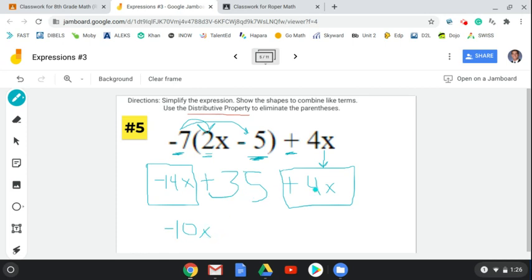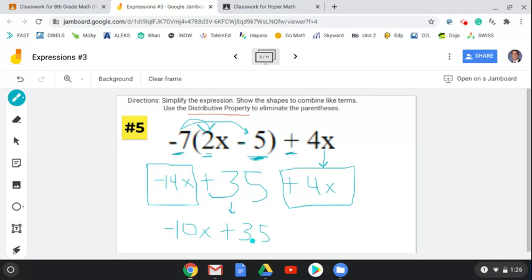I only have the constant 35 left, and there are no more constants to combine that with. And so I simply bring it down. So this is my final expression, negative 10x plus 35. Go to the next problem.